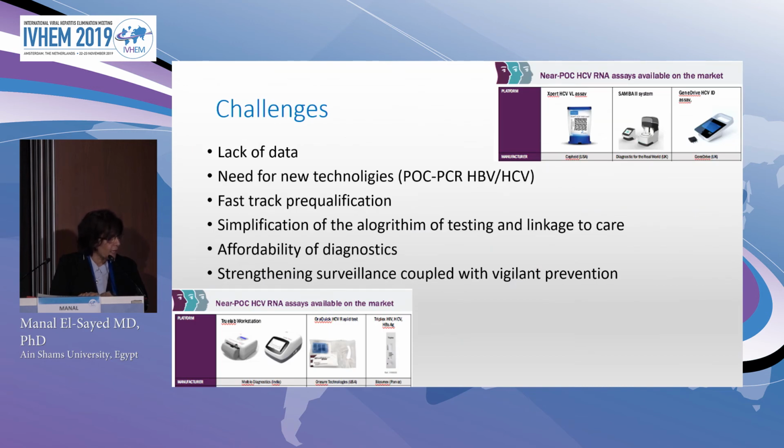There is a lack of data. We need new technologies. Maybe you've heard from Felipe this morning about new technologies. There is also the triplex HIV, HCV, and HBV, which prospectively is going to be available as an RDT, and FIND is doing some work on this for all three viruses. We need fast-track pre-qualification by WHO for all those new technologies. We need, of course, simplification of algorithms of testing and linkage to care, affordability of diagnostics, and strengthening surveillance coupled with vigilant prevention.